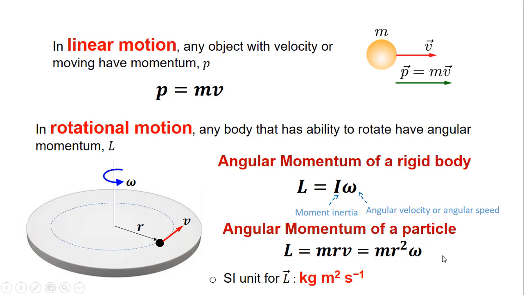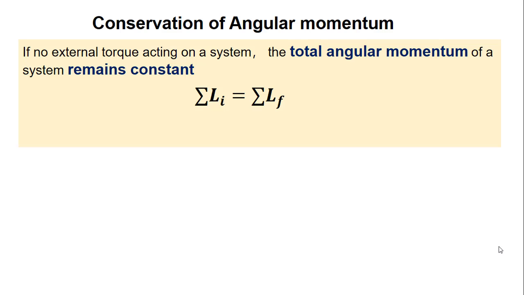The SI unit for angular momentum is kg meter squared second minus 1. Like linear momentum, angular momentum L is also a vector quantity. Okay, then class, if you still remember, in chapter 3 we had conservation of linear momentum. The same goes for rotational motion. In rotational motion, we have conservation of angular momentum.